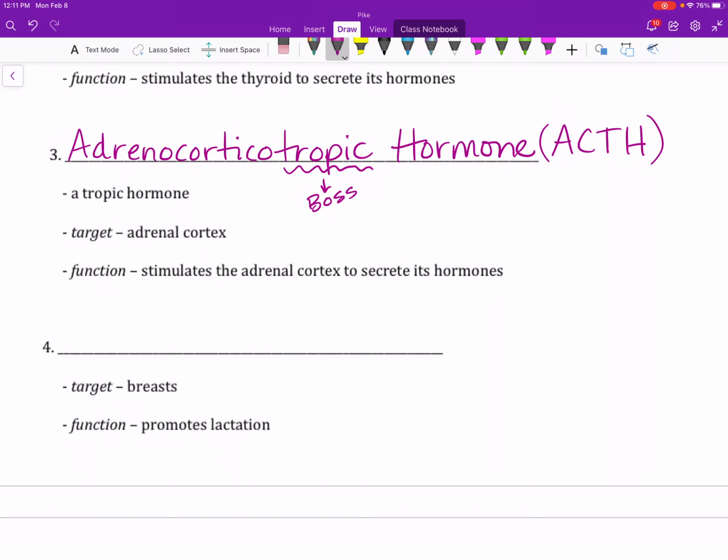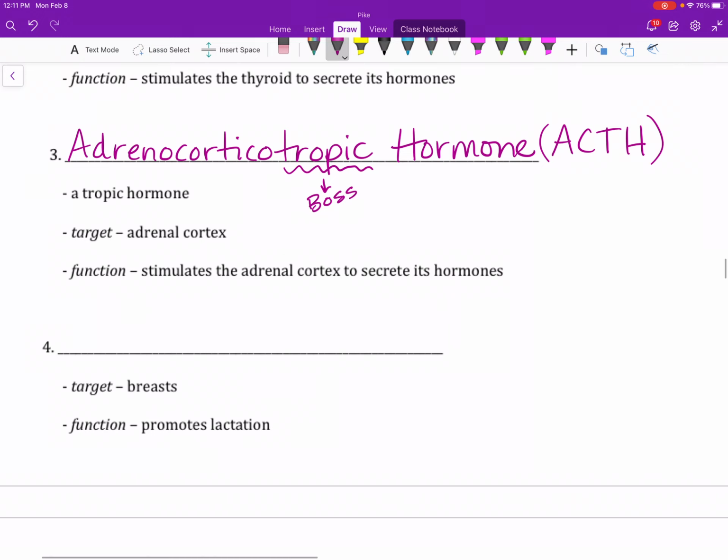It targets the adrenal cortex, a part of your adrenal gland that sits on top of your kidneys. And the function, it's a tropic hormone. It stimulates the adrenal cortex to secrete its hormone. Adrenal cortex gland does not do anything at all until ACTH is secreted by your brain, the pituitary gland in your brain, and tells it to get off its lazy behind and get to work.